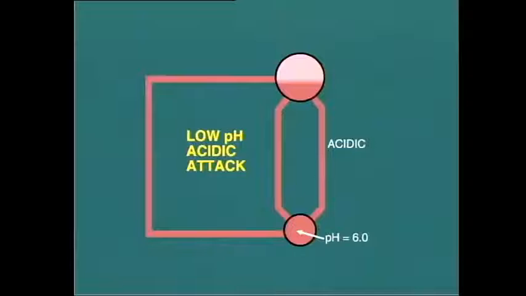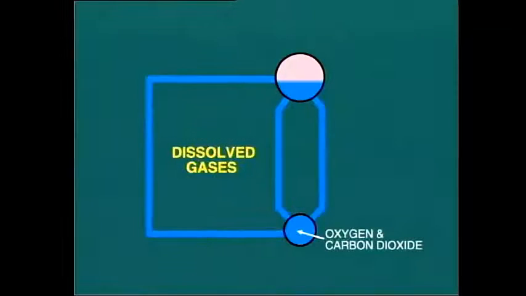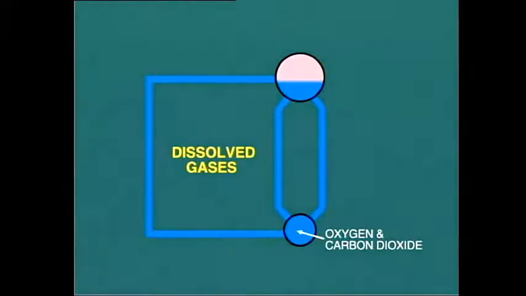Well, there are basically 3 independent causes of corrosion, and they are acid attack, which occurs when the boiler water is in an acidic condition, that is, low pH. Caustic attack, which occurs when the alkalinity of the boiler water is too high, the pH level is above about 10.5. And the presence of dissolved gases such as oxygen and carbon dioxide in the boiler water.